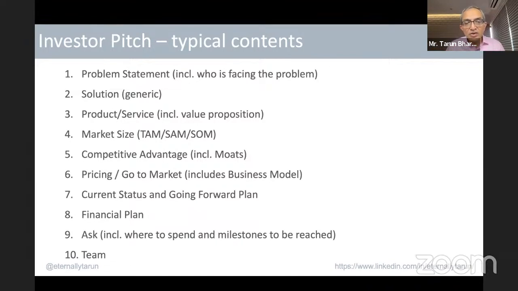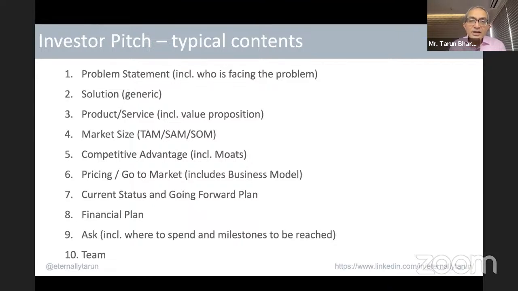What is the pricing that you're going to charge? What is the go-to-market strategy? What is the current status of your business? How much effort have you put in? Where have you reached? What is your going-forward plan in terms of key milestones in your business, right? All of this you then translate into a financial plan, that is, how much business you're going to eventually do over a period of time, right? And finally, it boils down to the ask. How much are you planning to raise? Where you're going to spend, and how, and what kind of milestones you're going to reach over a period of time.